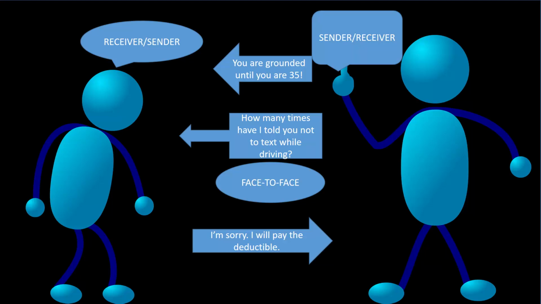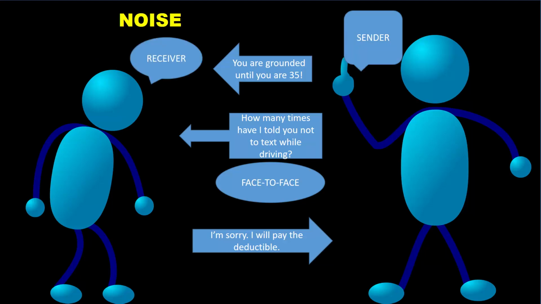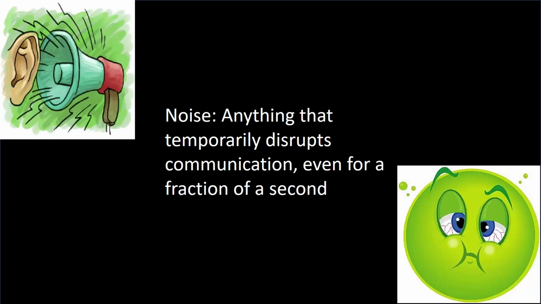And communication becomes even more complicated by noise. Noise is anything that temporarily disrupts communication, even for a fraction of a second. Even short disruptions can distort the communication that travels between the parties. There is external noise, audible sounds going to the ear, or elements in the surroundings that create distractions. Even having an air conditioner cycle on produces a disruption while you process what that is to determine its origin.